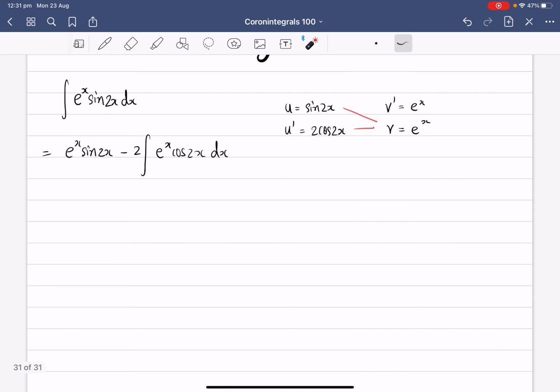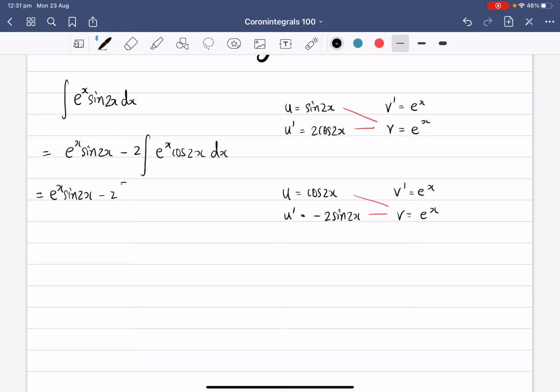Okay, so the next step is we need to use integration by parts one more time. This time I'm going to let u equal cosine 2x, and u dash is equal to minus 2 sine 2x. v dash is still the same, and v is still the same. We're still using the process of integration by parts, but you have to be extremely careful about where you need to put a bracket. We're going to put a bracket here. So that gives you e to the power of x cosine 2x minus, okay, now minus, there's another minus here, so therefore that becomes a plus 2 integrate e to the power of x sine 2x dx. Okay, so that's what you get.